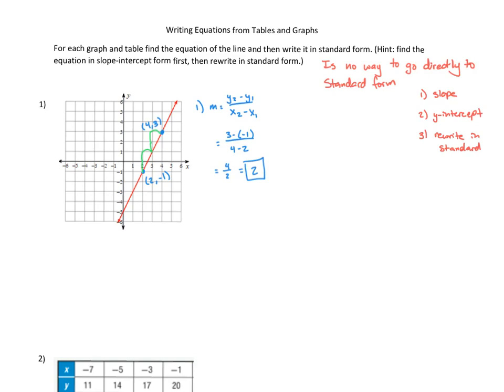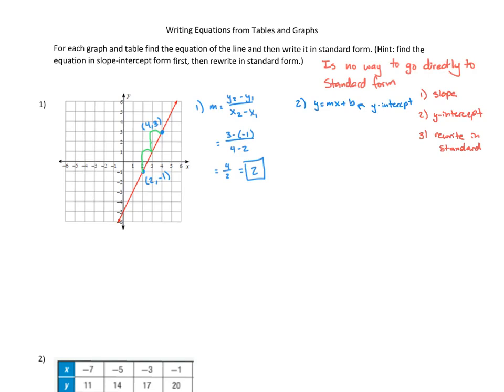All right, so next step. We have to find our y-intercept. Now what we're going to do is plug our slope and one of our points into slope-intercept form. Okay, so here's slope-intercept form, y equals mx plus b. We're going to plug our slope and a point into here and then solve for b, because remember, b is our y-intercept.